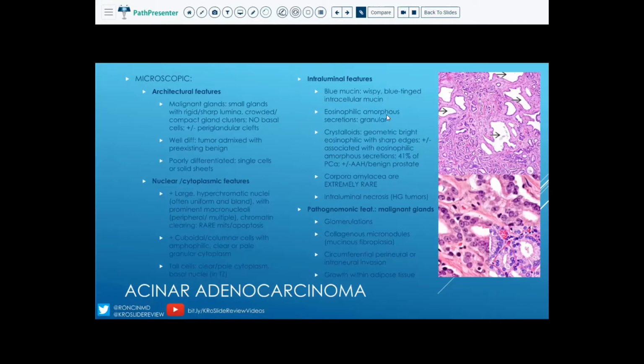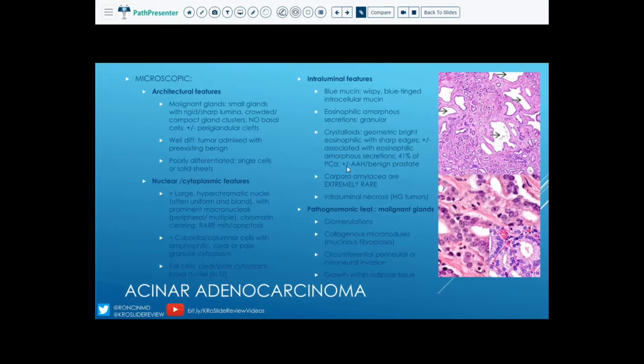Intraluminal features, and all these are relatively soft findings. You can see intraluminal blue mucin, eosinophilic amorphous secretions, and crystalloids. Corpora amylacea are extremely rare, so if you're seeing corpora amylacea, you might want to think about something else. High-grade tumors tend to have intraluminal necrosis. Again, all these things we can see in a lot of other lesions.